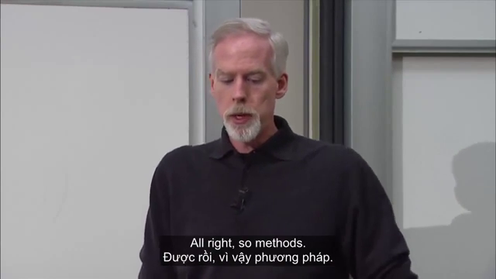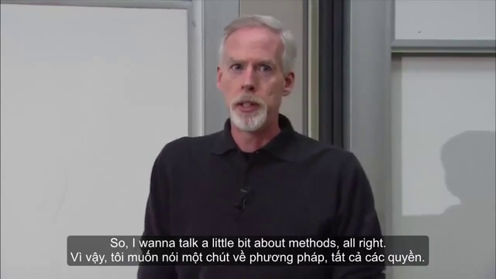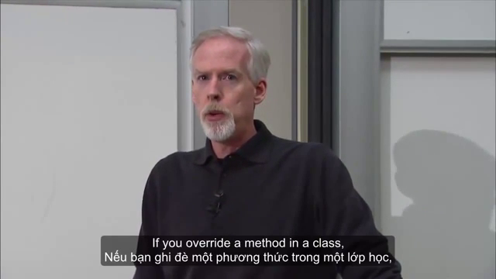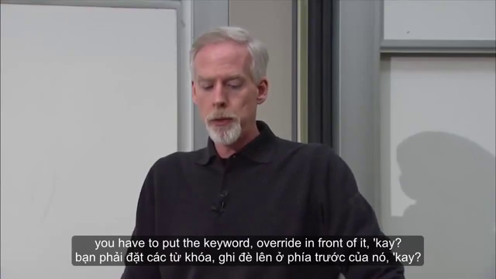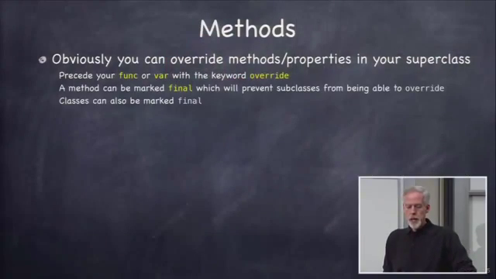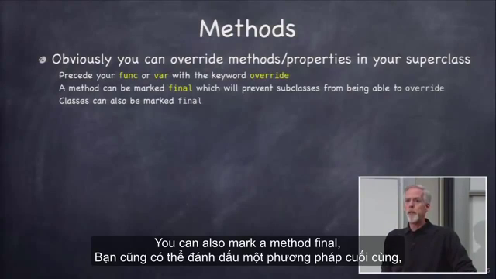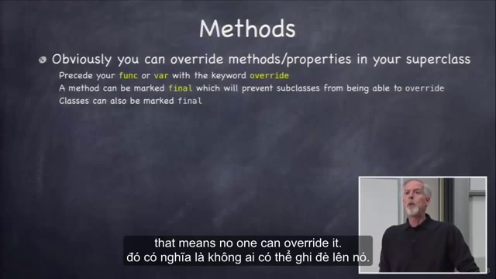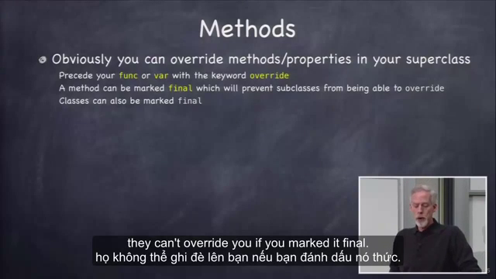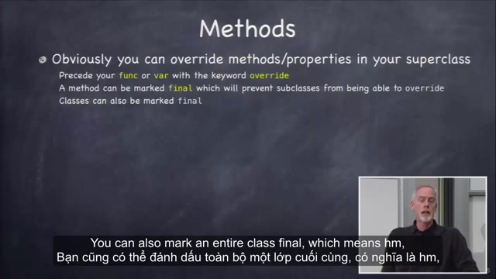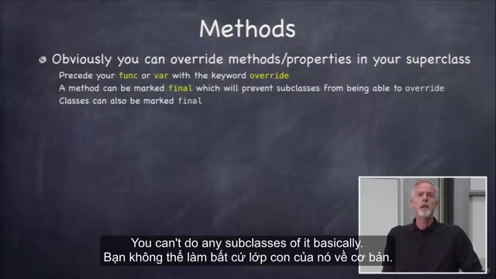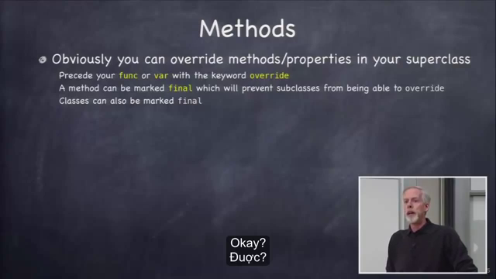All right, so methods. I want to talk a little bit about methods. If you override a method in a class, you have to put the keyword override in front of it, okay? You can also mark a method final. That means no one can override it. So if someone subclasses a class you wrote, they can't override it if you marked it final. You can also mark an entire class final, which means this is the end of the line. You can't do any subclasses of it, basically. Okay?